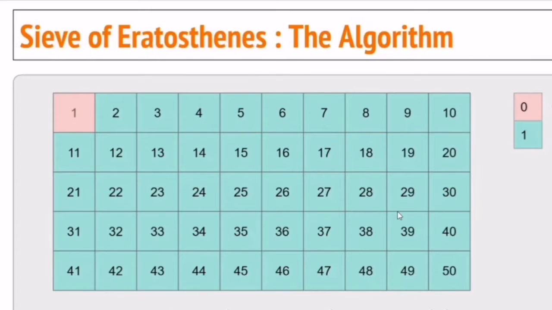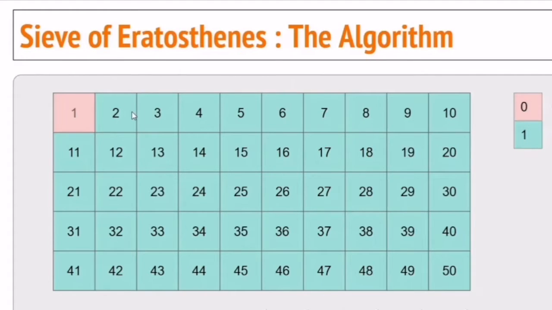Now we take an array of size n up to which we have to generate prime numbers. In this case, n is 50. So we initialize all the elements of the array as 1, that is prime, and since 1 cannot be prime, we initialize the array at index 1 as 0, and the rest of the numbers as 1.